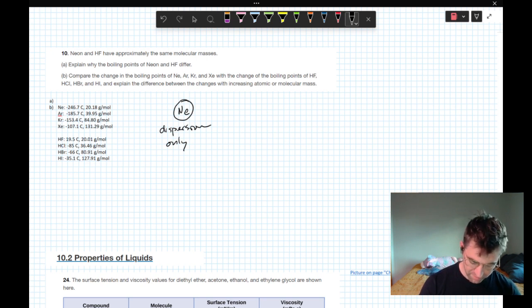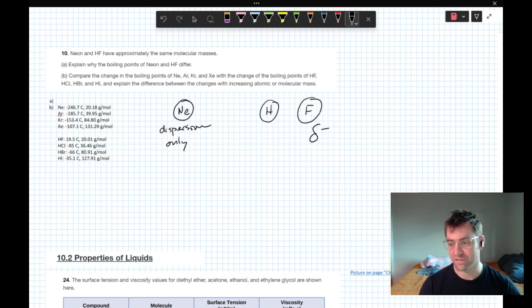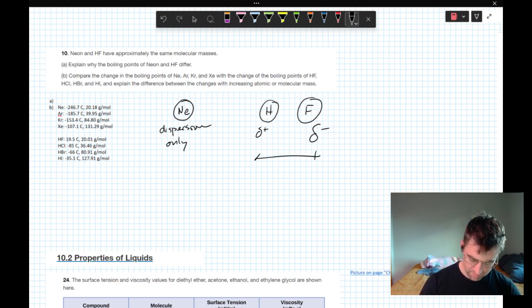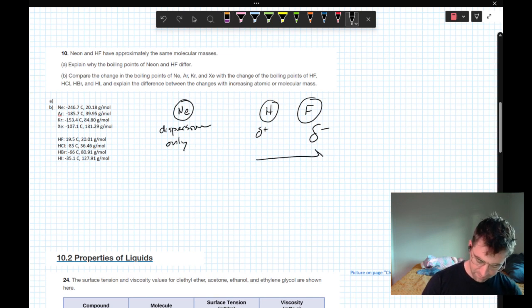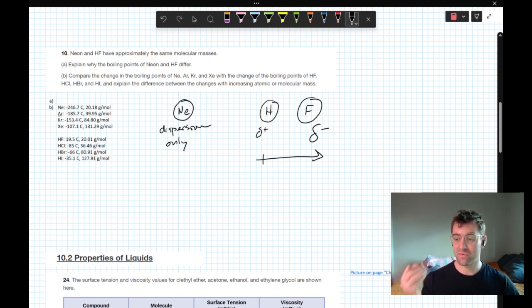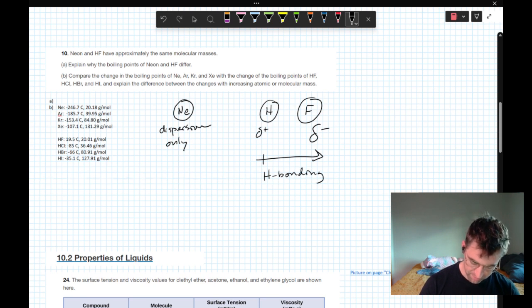Hydrogen fluoride, by comparison, has an extremely electronegative atom. Fluorine is the most electronegative atom with a very positive hydrogen. Excuse me, I drew that backwards. So we have this very, very strong dipole. Fluorine is also one of those species that will participate in hydrogen bonding, which is our strongest IMF.